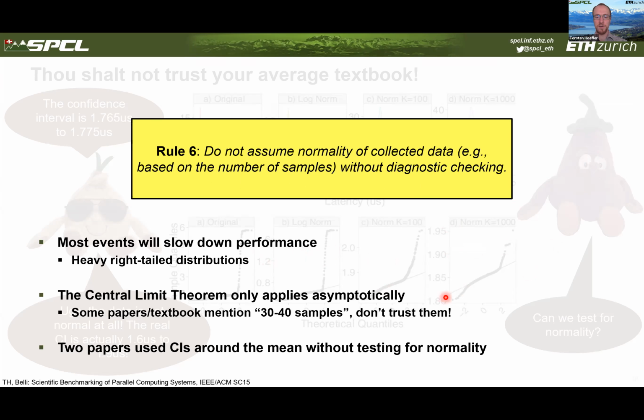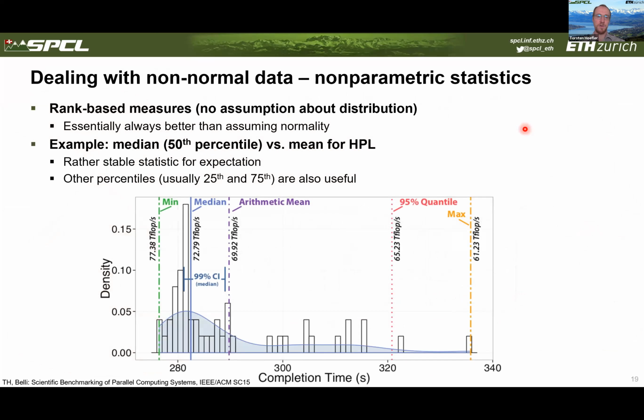Also, the central limit theorem is of course correct, but it only applies asymptotically for an infinitely large number of subsumming or sampling, which we of course cannot afford. So these two papers that I mentioned, unfortunately, they used the wrong confidence interval because we don't know whether the data they based it on was normal or not. And it's most likely not normal based on the discussion I just had. So now the question is, what do we do with not normally distributed data?